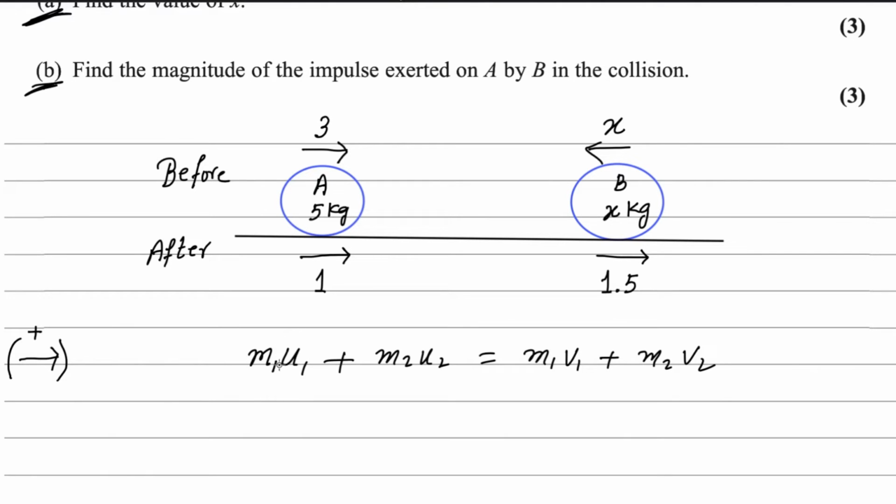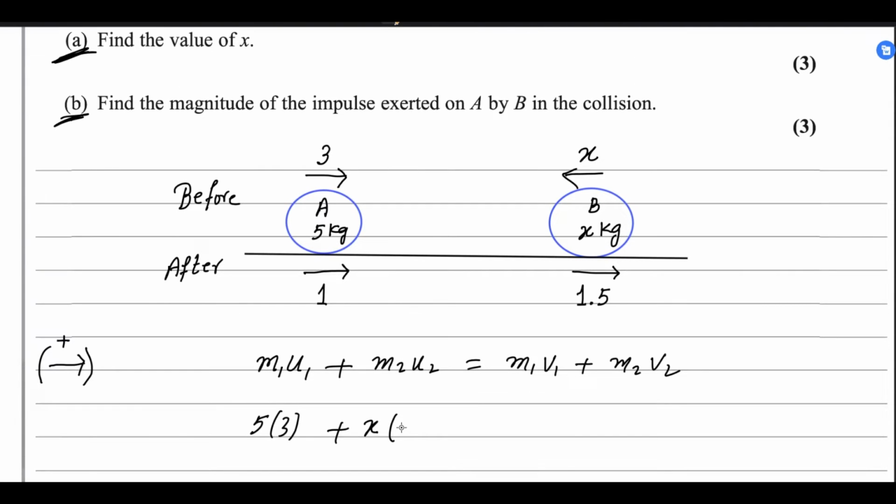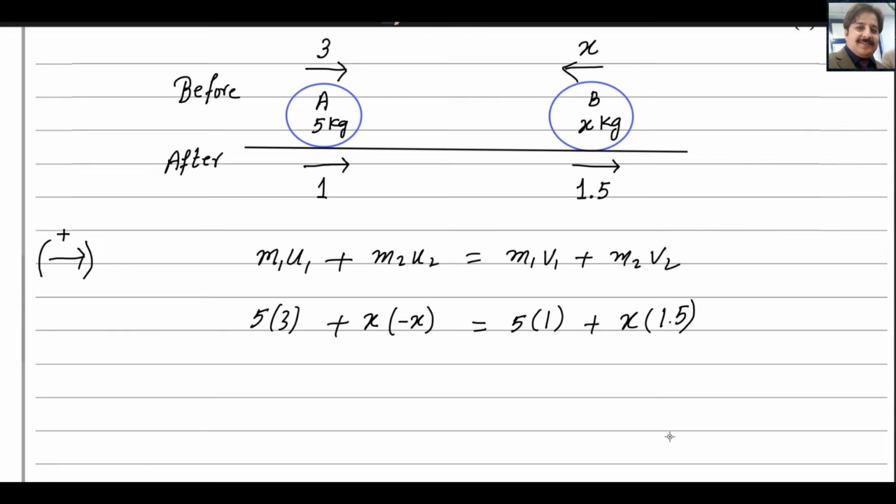Now apply the rule. u1 is 3, it is positive, so 5 into 3, then plus m2 u2. Mass is x and speed is also x, but it is in opposite direction, therefore we take it negative. It is acting on the left side, that's why you have to take it negative. It is a very important point. Now after the collision, mass is 5 and speed is 1, and m2 is x and v2 is 1.5, both positive, because right side velocities are positive. Now solve it for x.